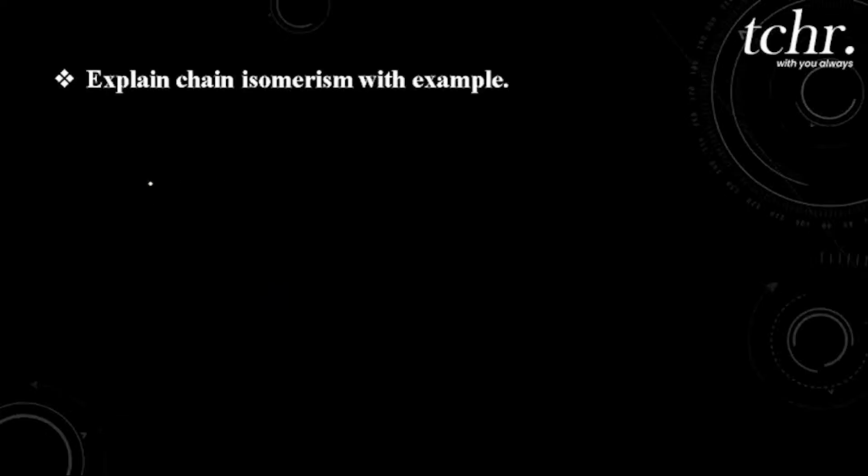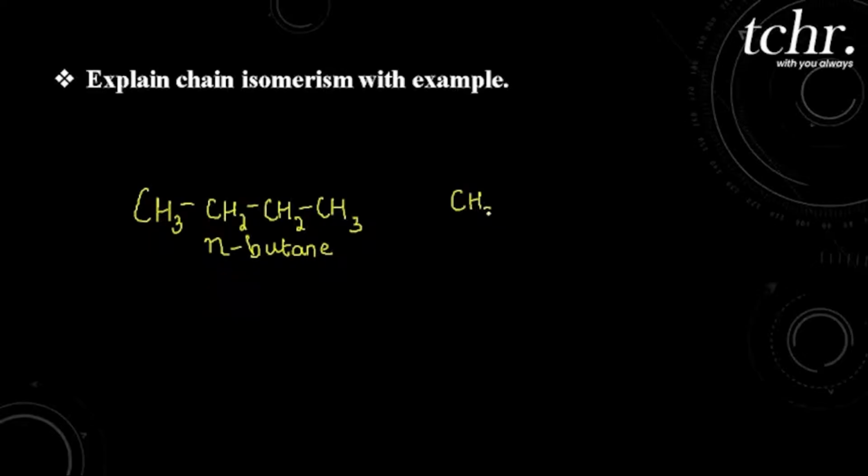For example, what is the structure I am writing in front of you? Can you guess what it is? Yes, students, it is butane, and I will mention it as n-butane. n-Butane means normal butane, that means it is a straight chain. Now, observe what is the next compound I write.